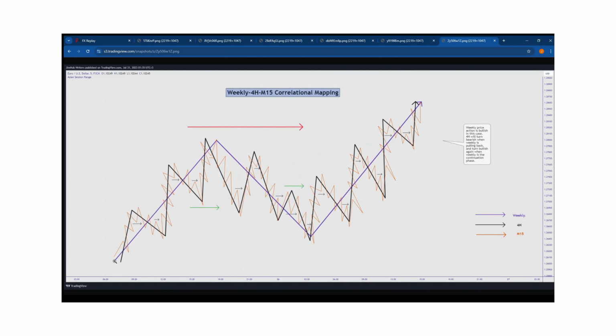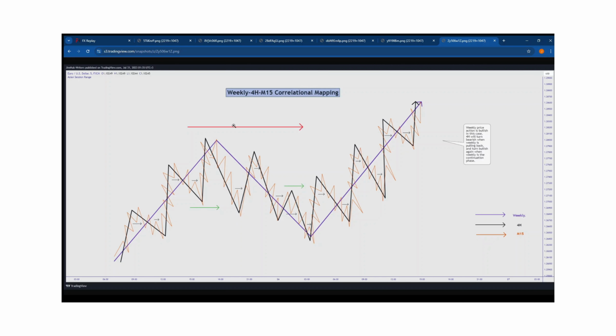And you can see here we have all of the weekly, H4 and M15 charts together. We have the purple line symbolizing the weekly, in a bullish momentum. We have the higher high, higher low, and then we have the higher high. On the H4, you have the black line. On the H4, you have a higher high, a higher low at this point, and a higher high at this point.